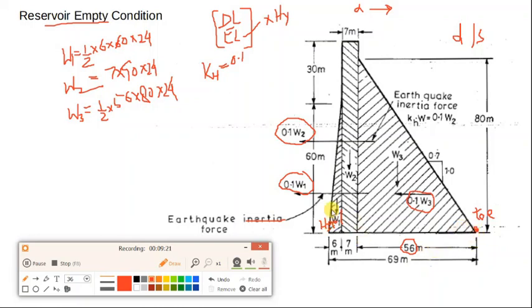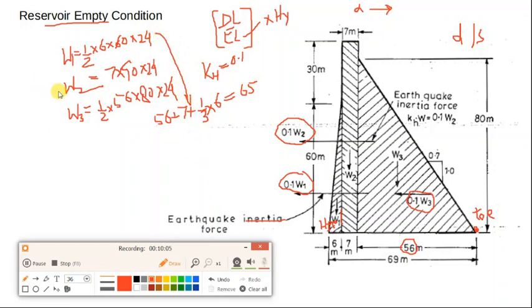So the lever arm of this weight W1 from the toe will be 56 plus 7 plus 1/3 of 6, since the centroid of this triangle is at 1/3 of 6. So this will give you 63 plus 2, 65. Okay, so the lever arm for this will be 65.